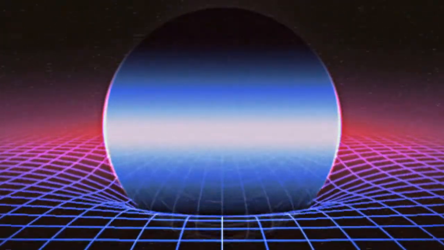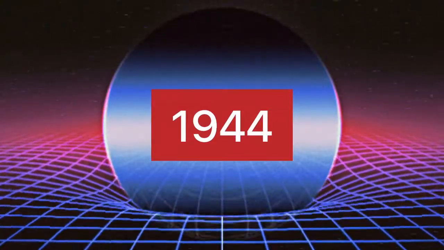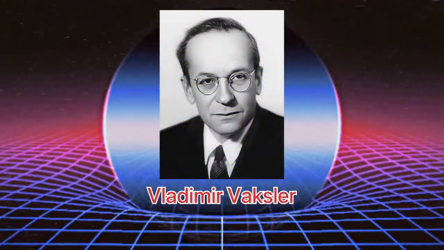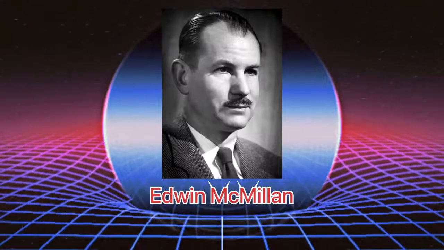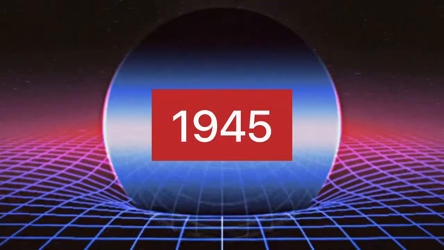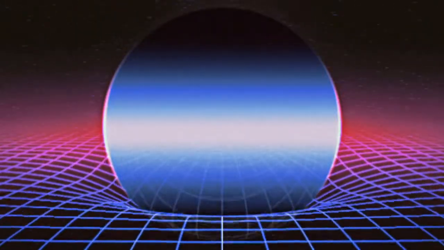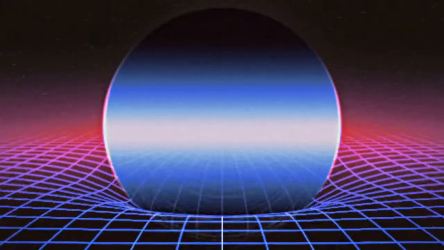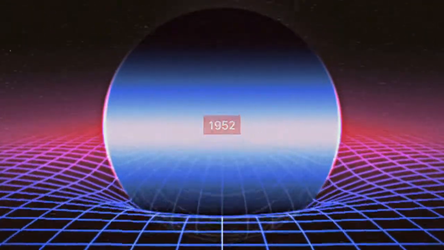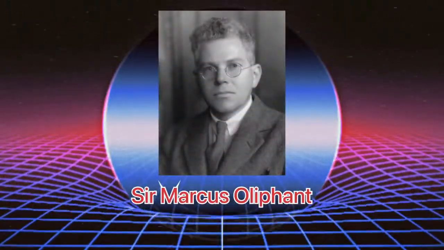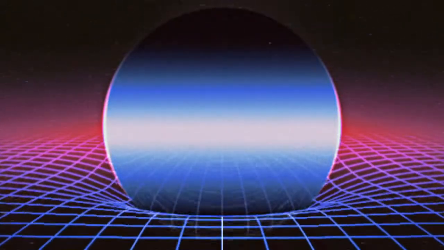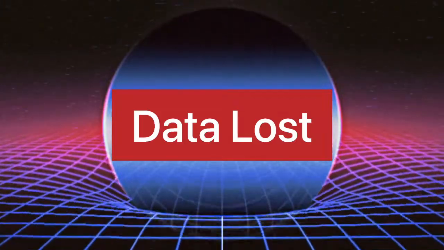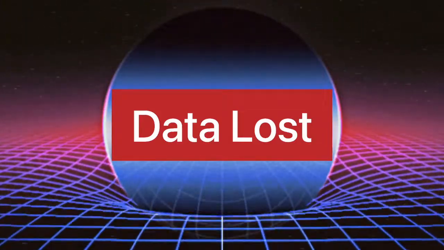In the midst of the Second Great War in 1944, Vladimir Vaskler, a Soviet experimental physicist, invented the synchrotron. And by coincidence, Edwin McMillan, an American physicist, constructed the first electron cyclotron in 1945, all without knowing of Vaskler's work, as it was published in a Soviet journal. In 1952, 2 years after the birth of the Imperial Monarchy, Sir Marcus Oliphant, an Australian physicist, designed and built the first proton synchrotron.